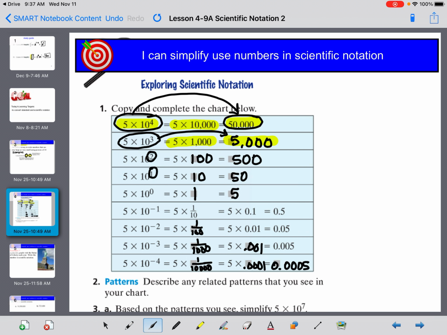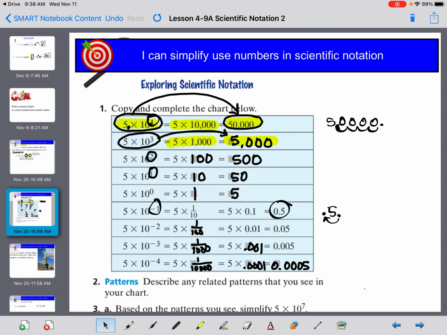Hopefully you see that the exponent, let's use the first one, of 4 moves the decimal point of the 5. So there was a 5. The decimal follows it. It moves it 4 places to the right, and I get 50,000. And if my exponent is negative, it moved my decimal to the left, the same number of places as the exponent indicates. In this case, 1. So my answer is 5/10.